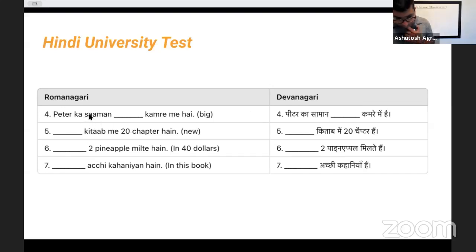Number 4, let's start with Dev Kripaji. I don't know if your microphone is working, but try to unmute yourself. टीचर का सामान बड़े कमरे में है. Very good. पीटर का सामान बड़े कमरे में है. And why बड़े?